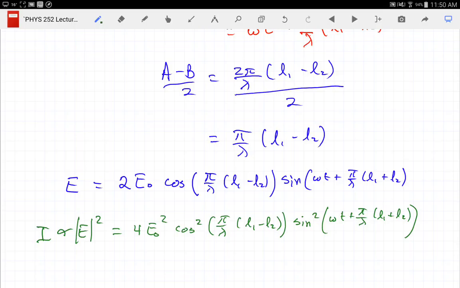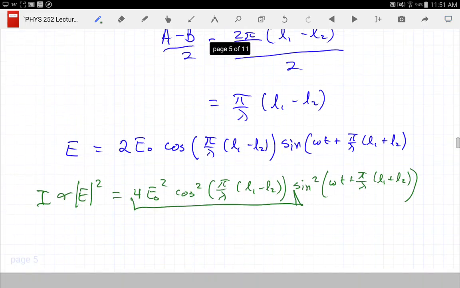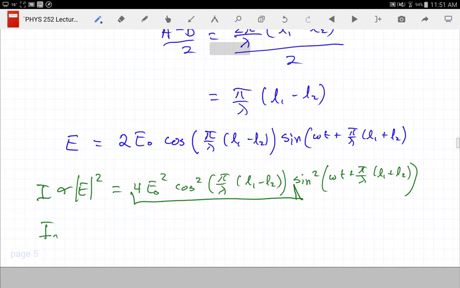And then I need to average it over one cycle. Now, where does time appear in this equation? Only in the sine. So this here is a constant. So that's just going to drop down when I do the average, that's just going to come down as is.